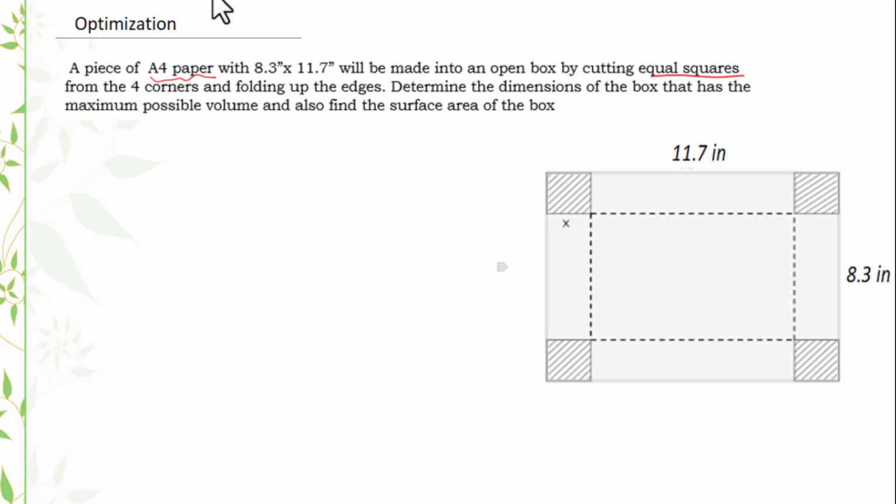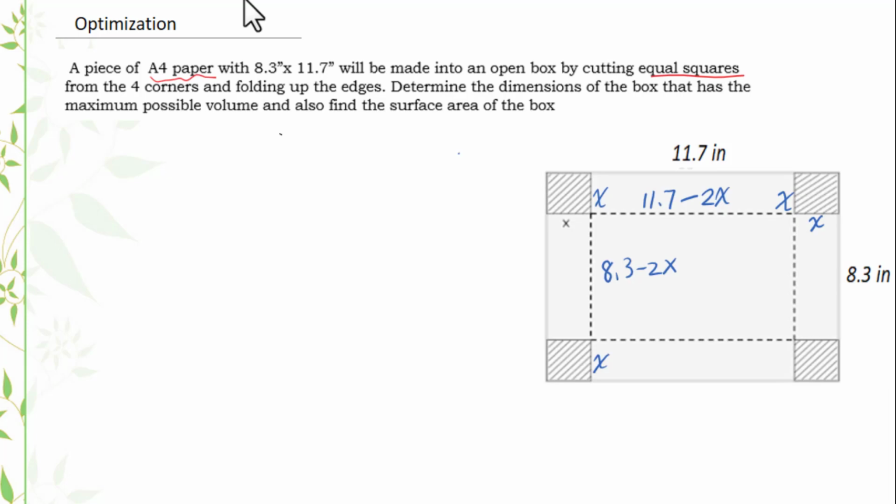Look at this diagram. We want to cut equal squares from four corners. What's the length of the box? 11.7 minus 2x. What's the width of the box? 8.3 minus 2x. The height of the box is x.